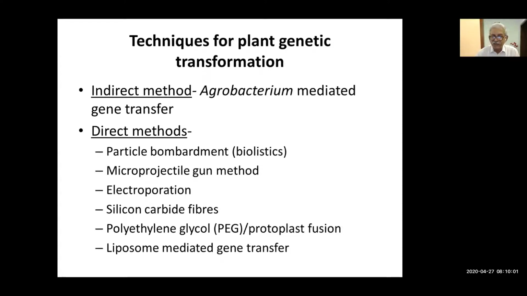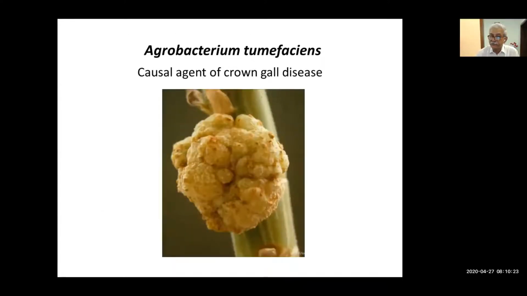So we will start with the indirect method first, that is agrobacterium mediated transformation in plants, the most common technique, which is routinely used in most of the laboratories, and then we will talk about the direct methods and the specific reasons for using those methods.